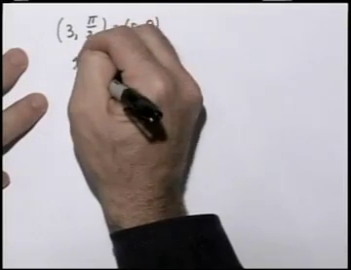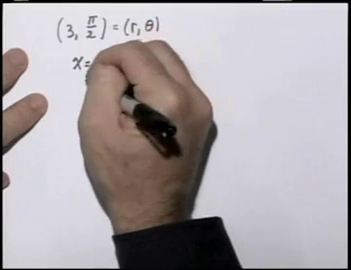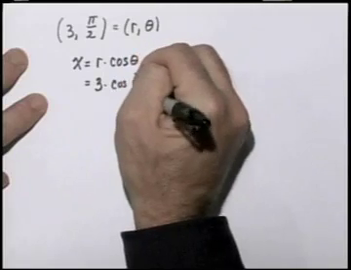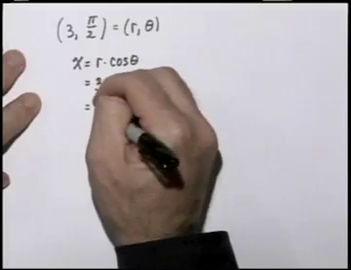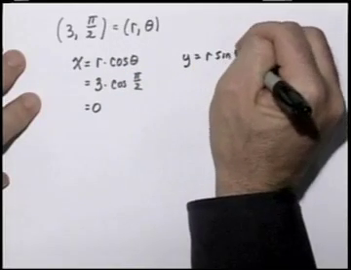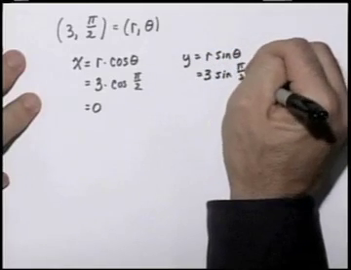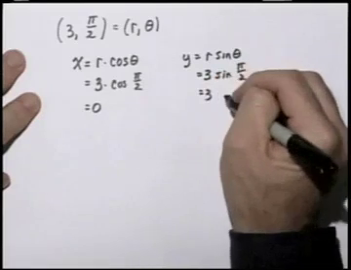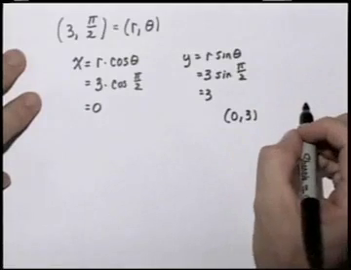So the x-coordinate in rectangular coordinates is r cosine theta, so that's 3 times the cosine of pi over 2. Well, the cosine of pi over 2 is 0, 3 times 0 is 0. Then the y-coordinate is r sine theta, so that's 3 sine of pi over 2. The sine of pi over 2 is 1, 3 times 1 is 3. So the rectangular coordinates are 0, 3.